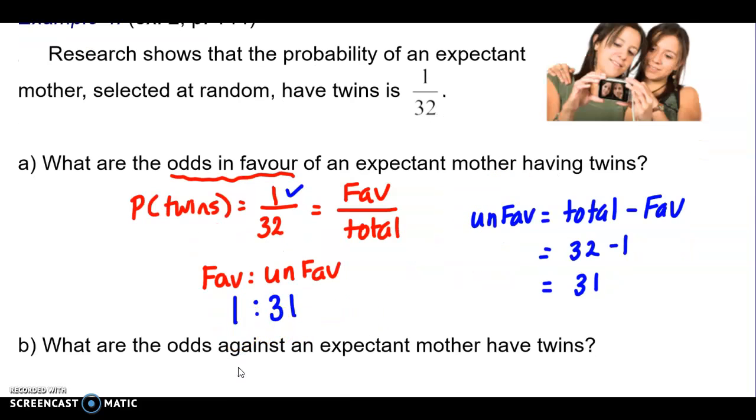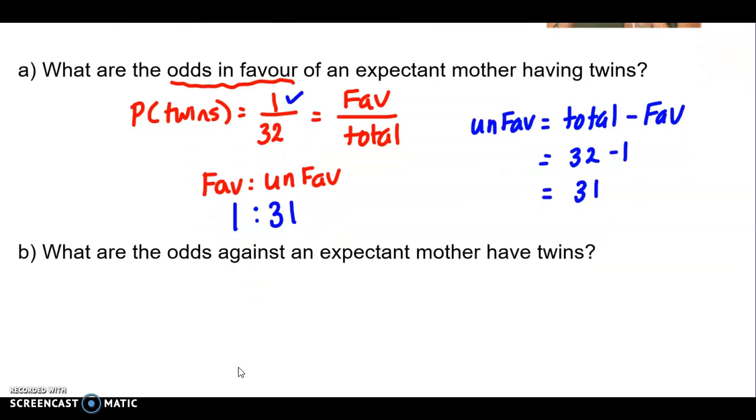Part B asks, what are the odds against an expectant mother having twins? Odds against is unfavorable to favorable. So instead of 1 to 31, that ratio is now flipped, or the reciprocal. The odds against an expectant mother having twins is 31 to 1.